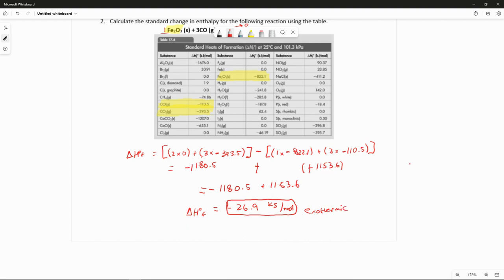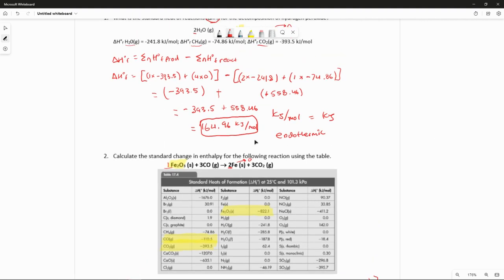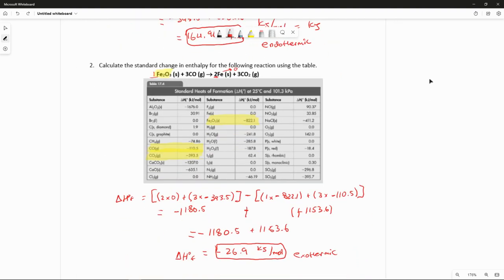So it would go on the product side because the heat is leaving the system. Vice versa, if we looked at question 1, where it's a positive value, there's no negative in front of the 164, then we would know that it would be on the reactant side because heat has entered the system. All right.